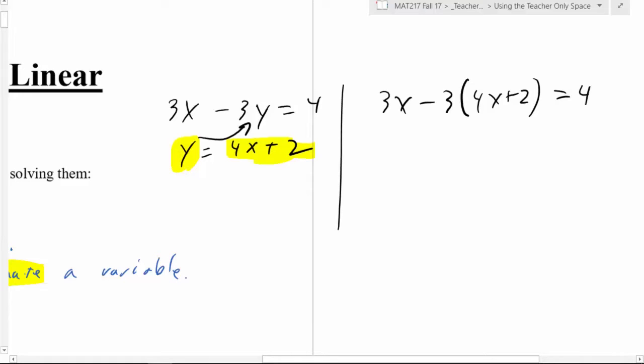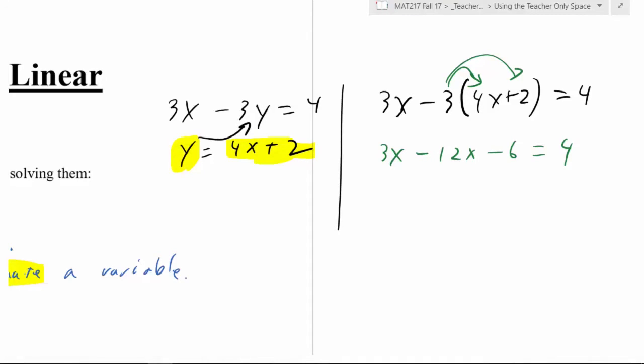And the beautiful part of substitution, the whole point of it, is after you do the substitution step, that variable should be gone. There should be no more y's. And there aren't. So now, just using a little bit of algebra, I'm going to distribute my negative 3. So that will give me what? Negative 12x minus 6, which is equal to 4. So now when I combine like terms, we are going to end up with negative 9x equals, I'll add the 6 across, so that's going to give me 10. And last but not least, I'm going to solve, which will give me x equals negative 10 ninths.